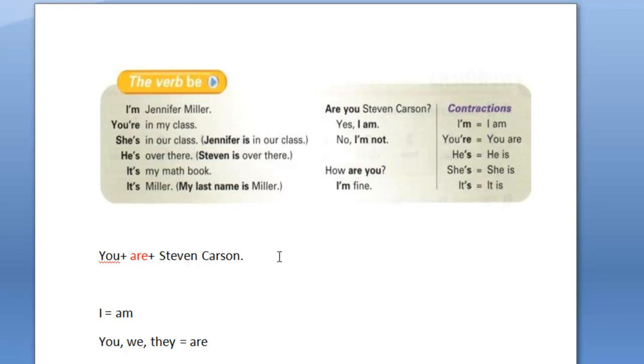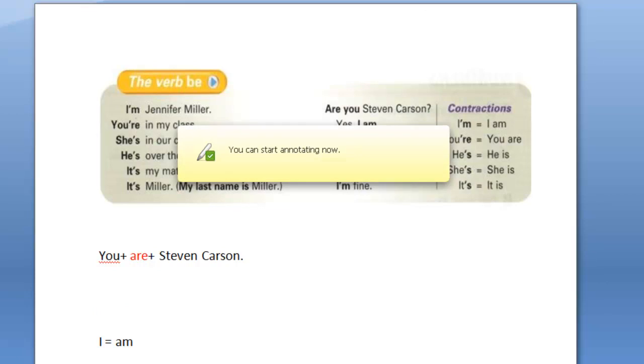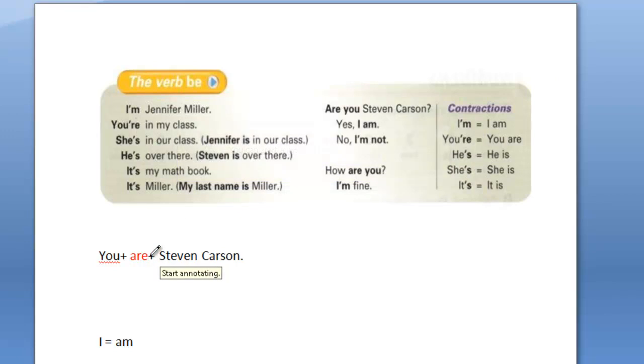Now, what is it that we want to do next? We want to be able to formulate questions, and then we're going to learn how to answer in a short response. What we're going to do is very, very simple. We're going to be changing the location of the verb to be. We're going to be putting the verb to be before the pronoun. And let me show you how that is done.